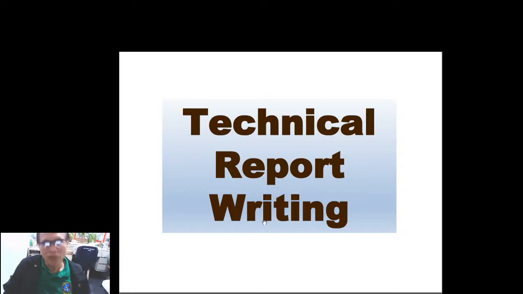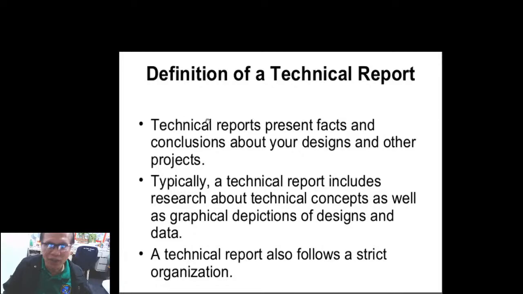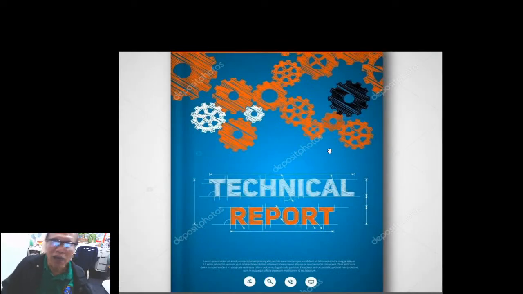So now we go to technical report writing. And technical report looks like this one. So pag yung cover mo, nilagyan-lagyan mo ng mga ganyan, maiintindihan na technical yan. Ibig sabihin, more on mechanical ang dating kasi mga gears ito, ano? Rotary gears. Pag kuryente ang nilagay mo dyan, mukhang electrical ang dating.